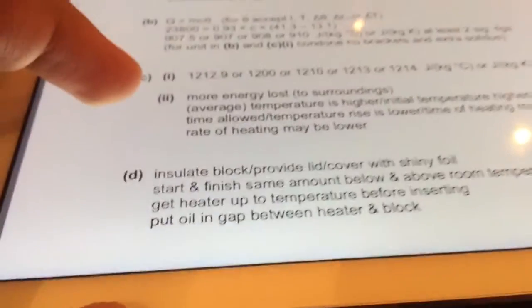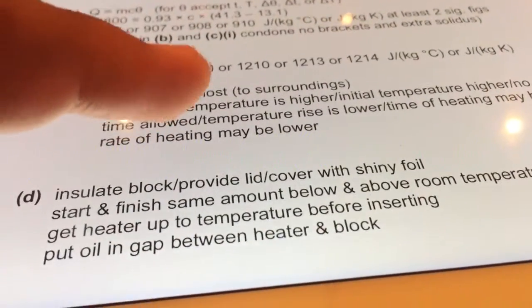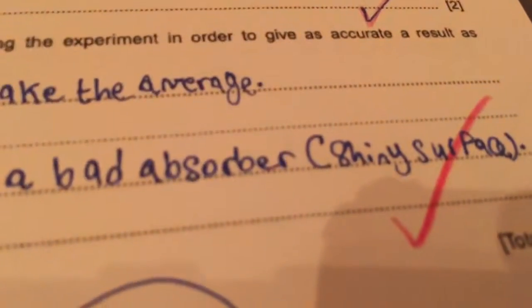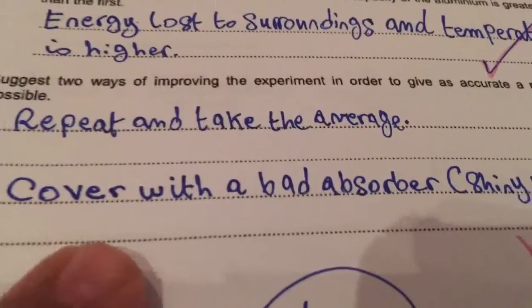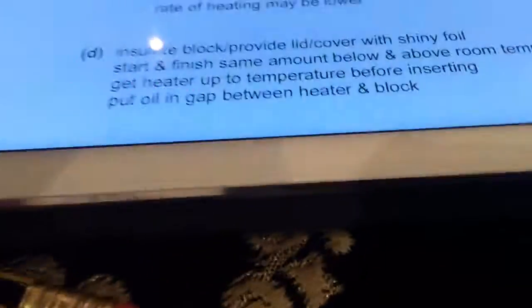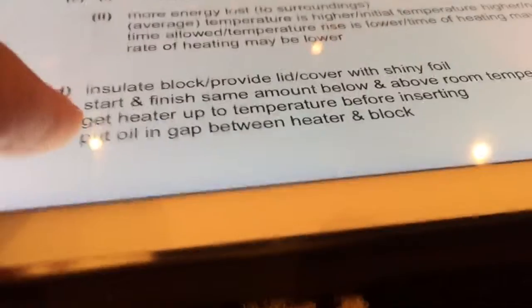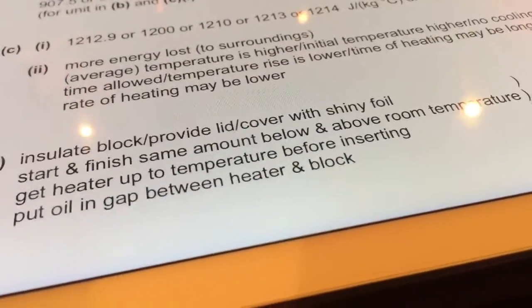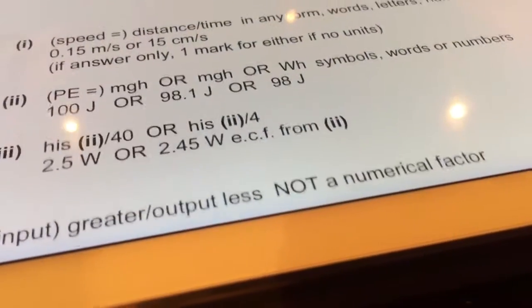Here are the reasons in the mark scheme: insulate the block, provide a lid, cover with shiny foil. I said shiny surface. There is no such difference, but they didn't explain why. Anyway, I just explained for you how right now. And they said start and finish the same amount below and above room temperature. Just some really complicated reasons. I don't prefer them.